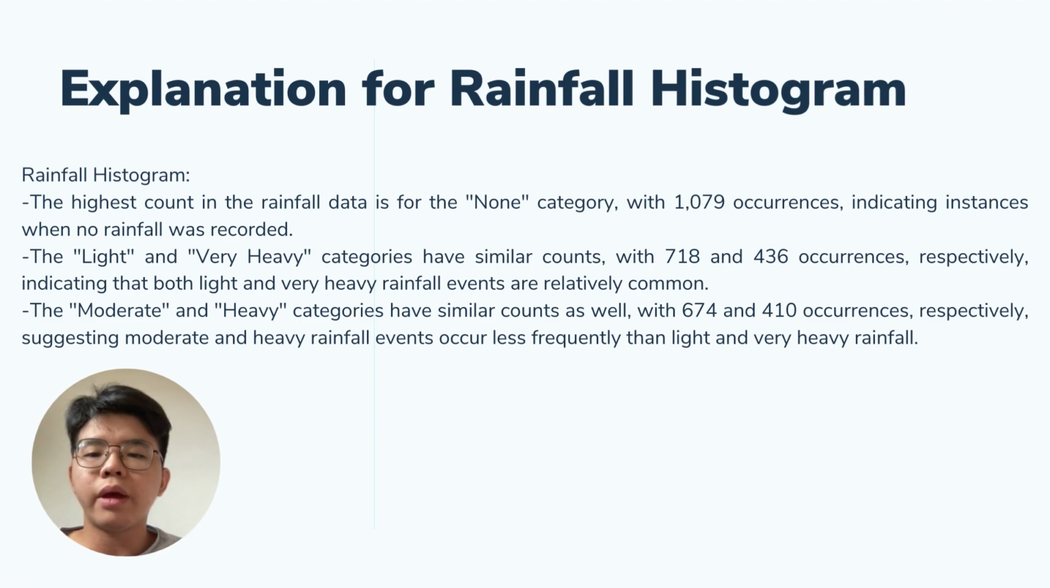The light and very heavy categories have similar counts with 718 and 436 occurrences respectively, indicating that both light and very heavy rainfall events are relatively common. The moderate and heavy rainfall categories have similar counts as well, with 674 and 410 occurrences respectively, suggesting that moderate and heavy rainfall events occur less frequently than light and very heavy rainfall.